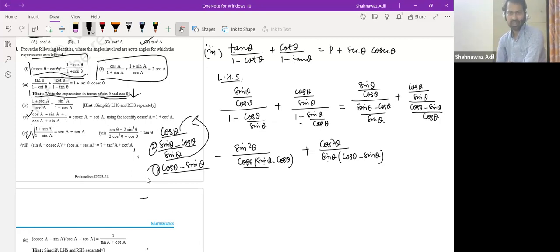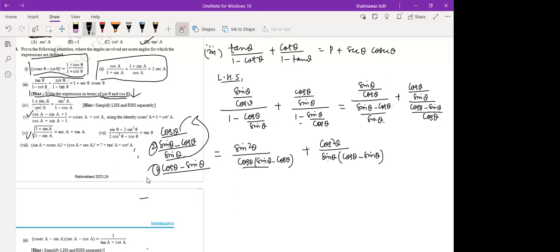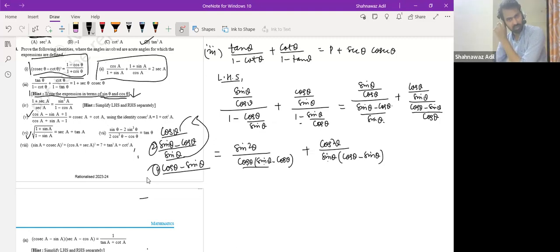But I am asking that the second and the fourth term, so is there any similarity between these two? Sin theta and cos theta, both. Okay, both have sine theta, yeah. So both have sine theta and cos theta. But what is the difference?